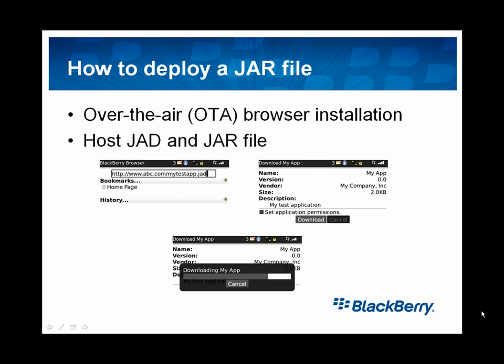By hosting the JAD file together with a jar file, an end user can download and install an application by inputting the URL to the JAD file into their mobile web browser. This will display some descriptive information about the application and will present the user with the option to download the application. When the user selects download, the app is installed to the device.